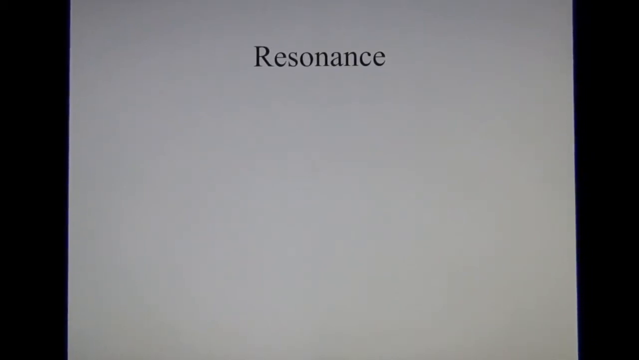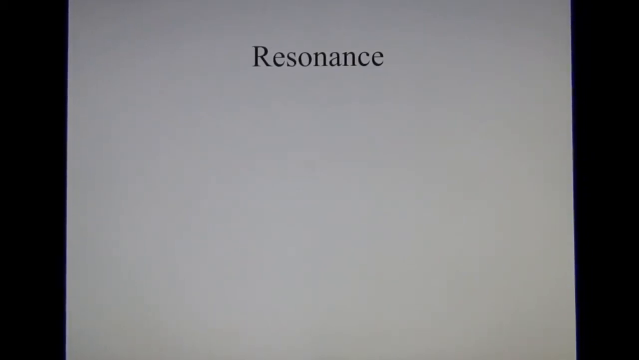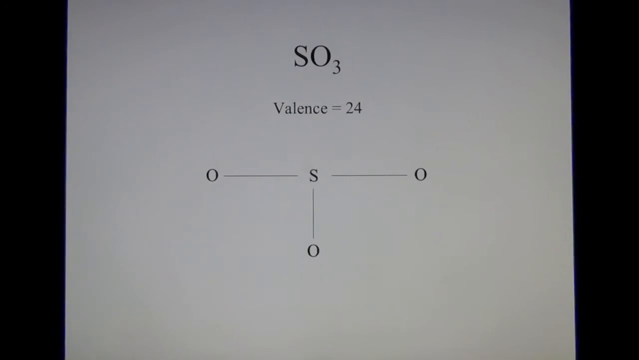In this lesson, we're going to learn how to incorporate the idea of resonance into our Lewis structures. Resonance is a way of dealing with multiple bonds when they can be equally located in different positions within the Lewis structure. So let's take a look at an example of a covalent compound, a molecule, that exhibits the idea of resonance. We're going to look at SO3.